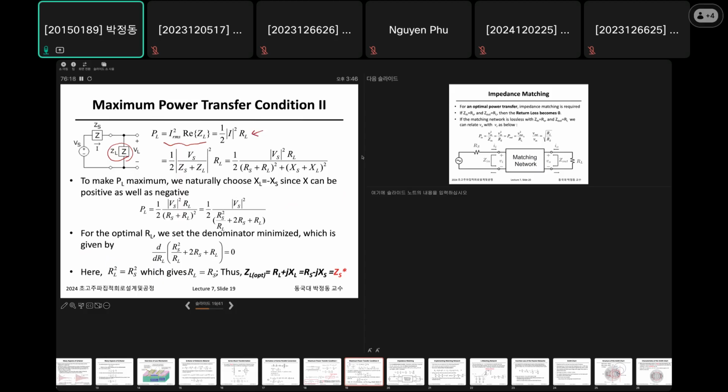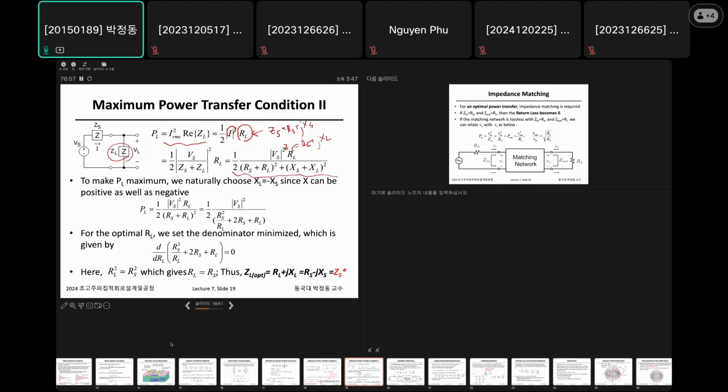Okay, so here, the real value of ZL is RL. And I is what? I is VS divided by ZS plus ZL, right? So if you take the square, then it looks like this one. So here, I rearrange by setting ZS equal to RS plus jXS and ZL equal to RL plus jXL, right? We just rearrange them, then you get this.